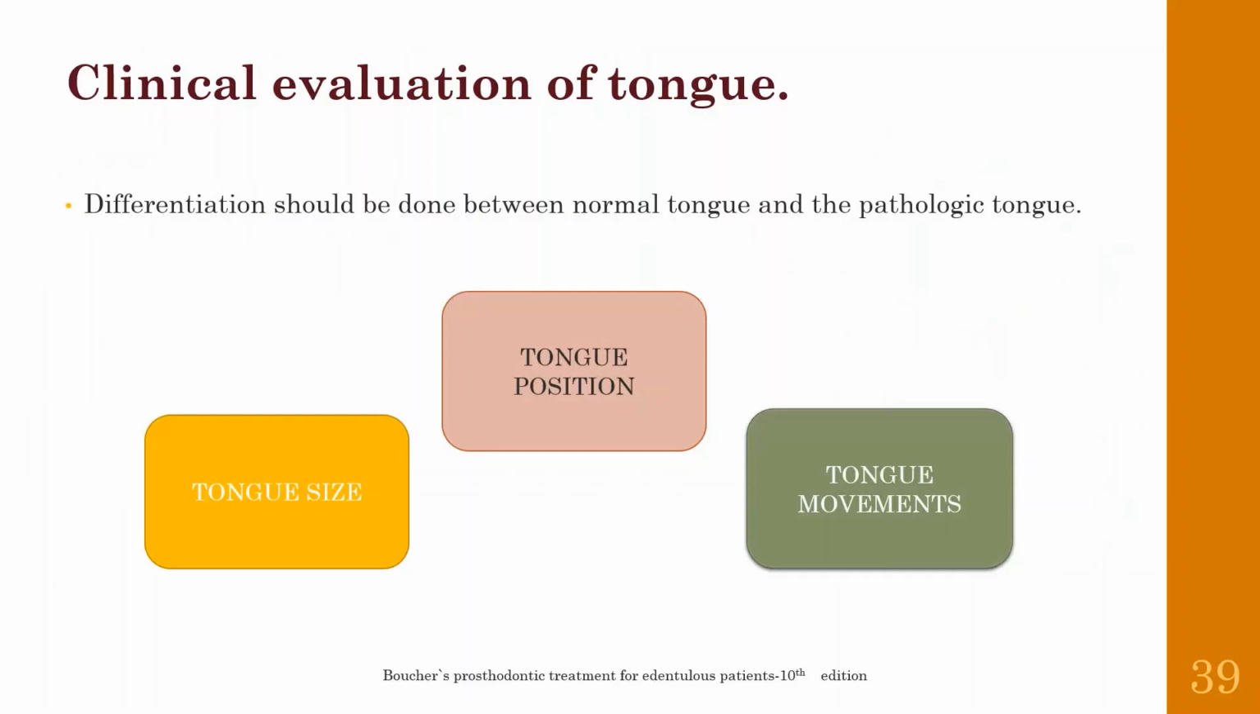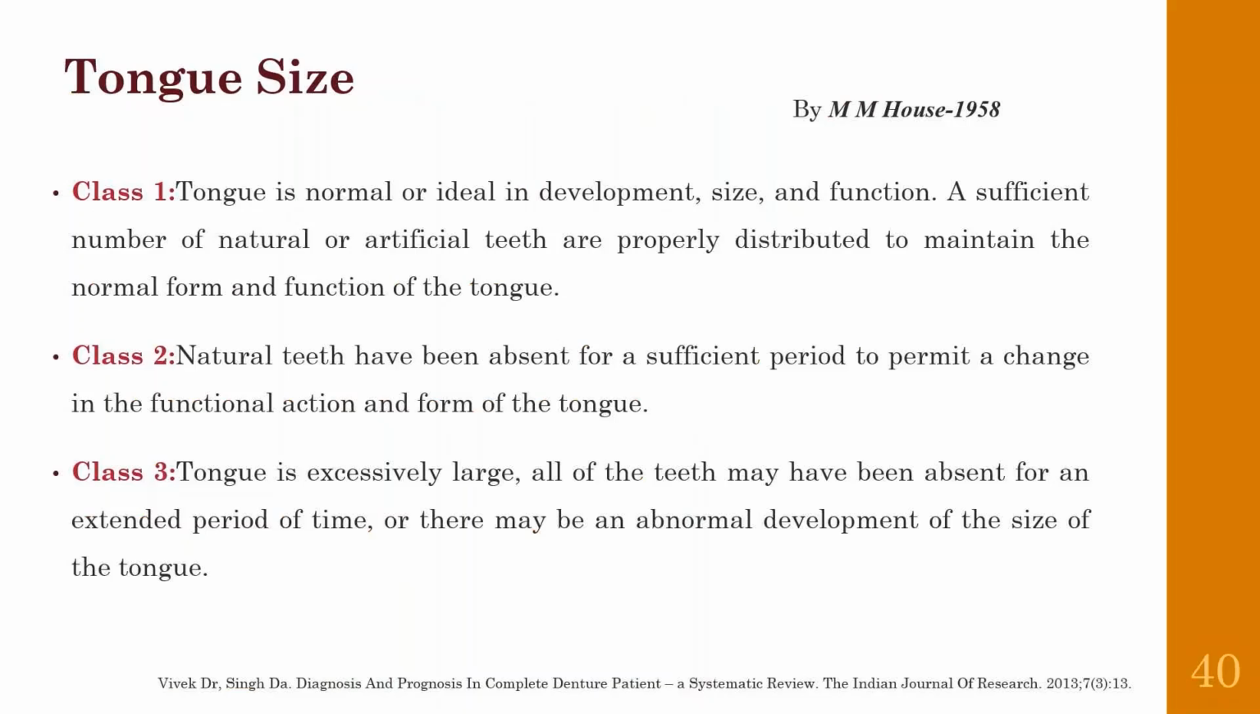Clinical evaluation of tongue. The differentiation should be done between normal tongue and the pathological tongue based on tongue size, tongue position, and tongue movements. The tongue size given by M. M. House. Class 1, the tongue is normal or ideal in development, size, and function. A sufficient number of natural or artificial teeth are properly distributed to maintain the normal form and function of the tongue. Class 2 is where the natural teeth have been absent for a sufficient period to permit a change in the functional action and form of the tongue.